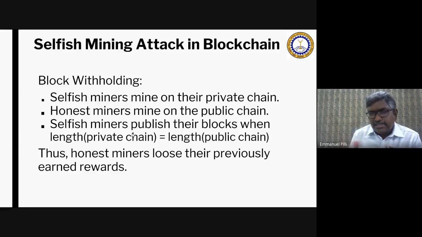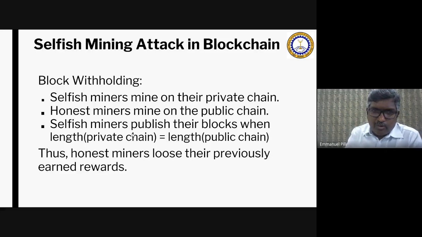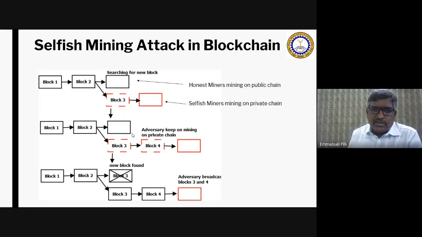But when they have got a bigger length, suddenly they add it to the blockchain. So that blockchain becomes the legal or the official one. All those people who have generated their blocks and worked hard suddenly see that their blocks are all disabled, or not considered legal. So they lose a lot of money. So this is how selfish mining attacks can happen.